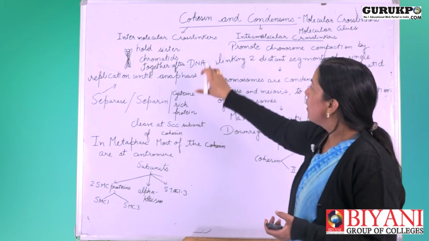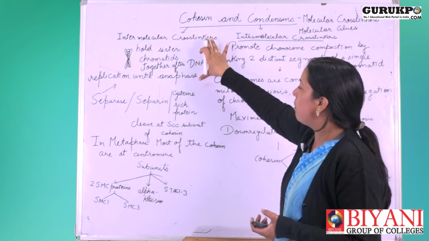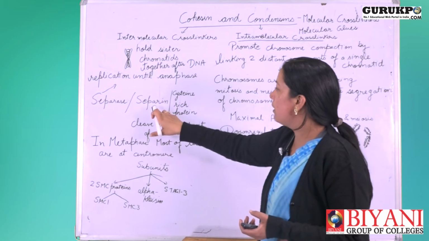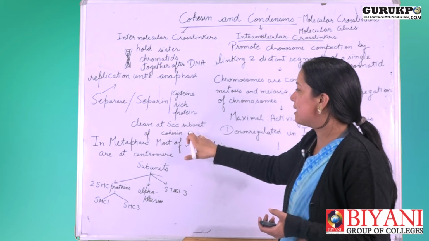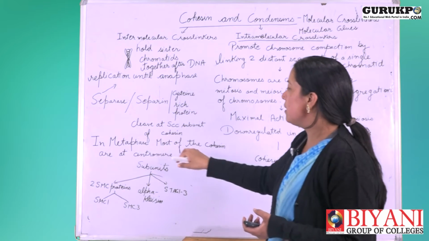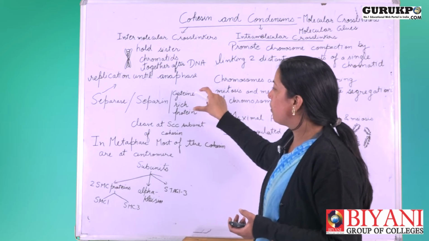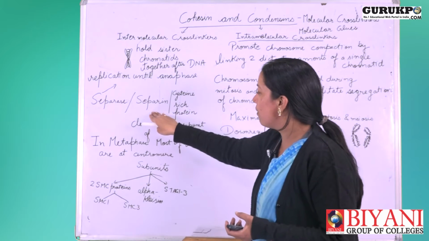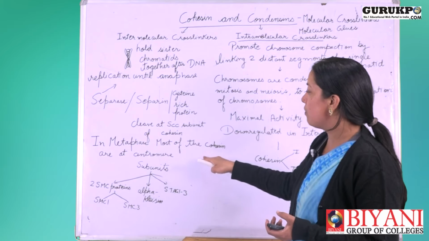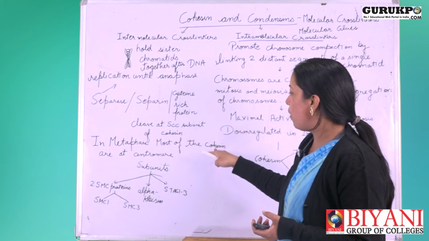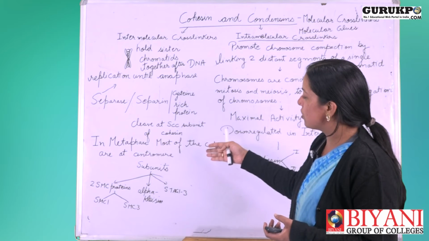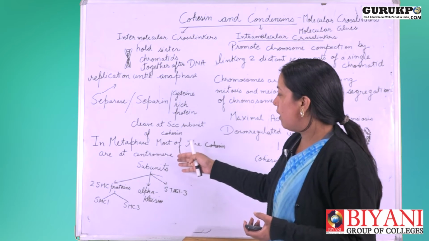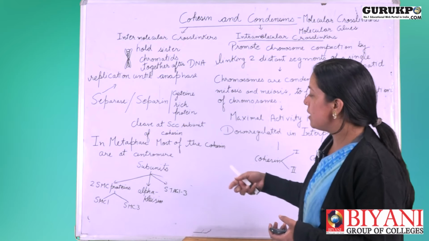This cohesin is a multi-subunit complex, and separin or separase will cleave the cohesin at the SCC subunit. This SCC subunit will be cleaved. The separase will separate the cohesin subunits, so that cohesin will no longer be a functional unit and will allow the chromosomes to be separated.